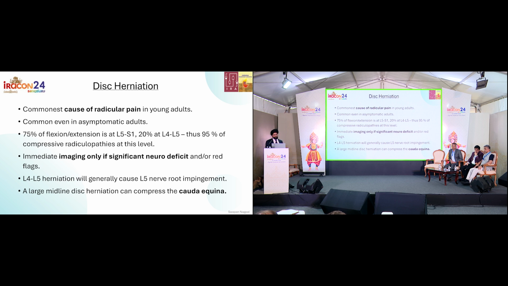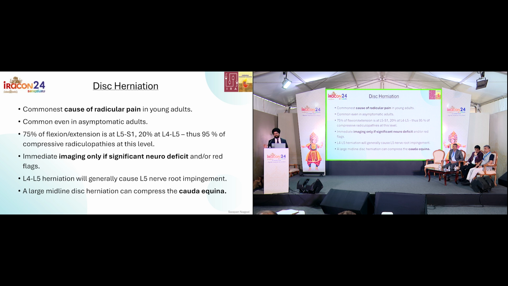And as we know from anatomy, 75% of the flexion is at L5-S1 and 20% at L4-L5. So 95% of the flexion is between L4, L5 and S1. So 95% of the compressive radiculopathies happen at this level. And immediate imaging is again not required in all patients.